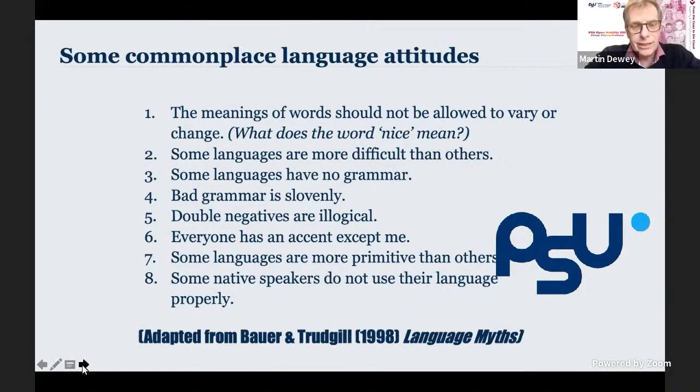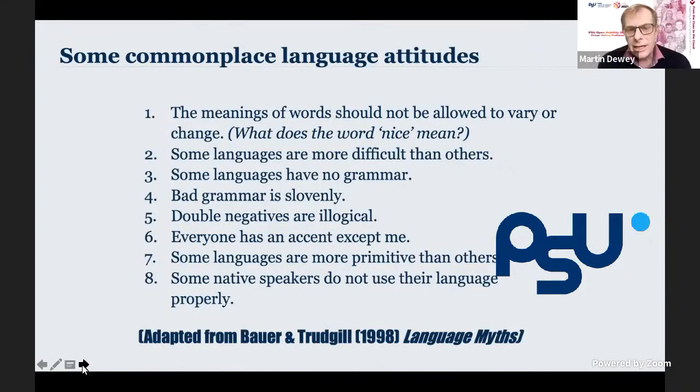Now, I haven't got time to go into each one of these in any depth. I want to focus especially on number 1 and on number 6. Everyone has an accent except me. So this is really illustrative of how people see their own language use in relation to the language use of other people.